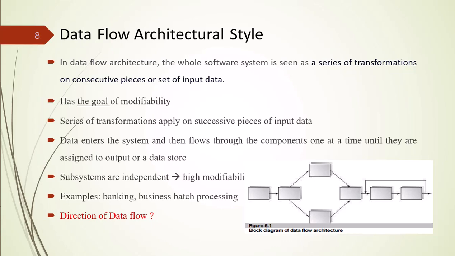Examples of this data flow architecture include the banking system and business batch processing. In a banking system, when you want to credit your account, you fill in the form, you go to some counter, they stamp it, sign it, you go to some other counter, and they further make your entry, and then the money is processed. If you want to withdraw some money, there is also a sequence of steps involved.